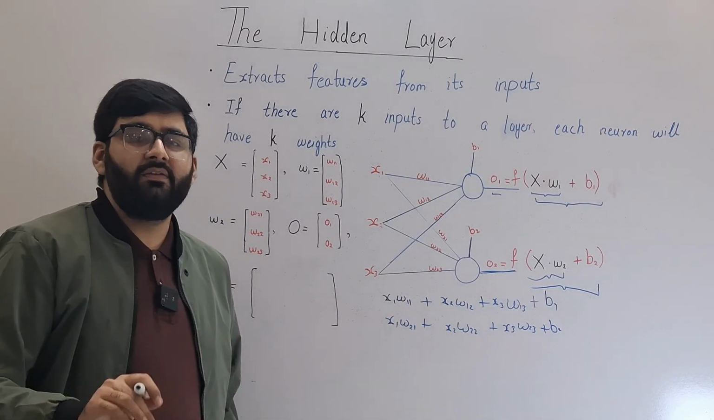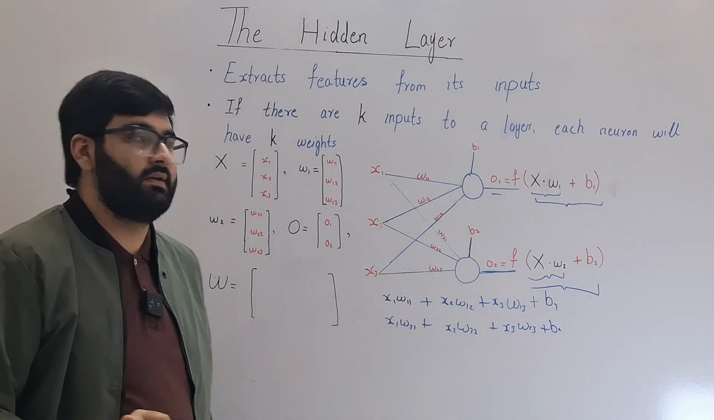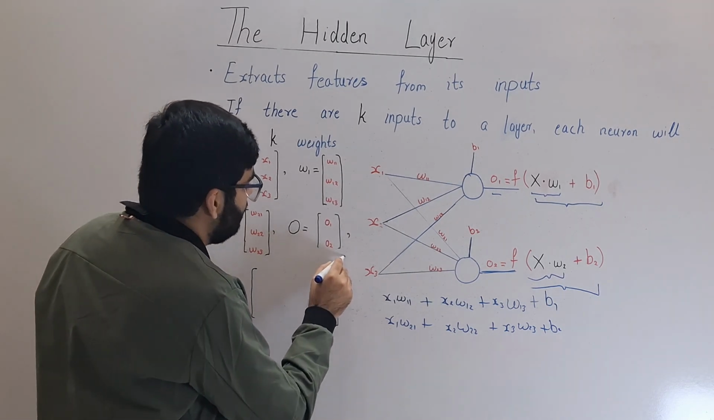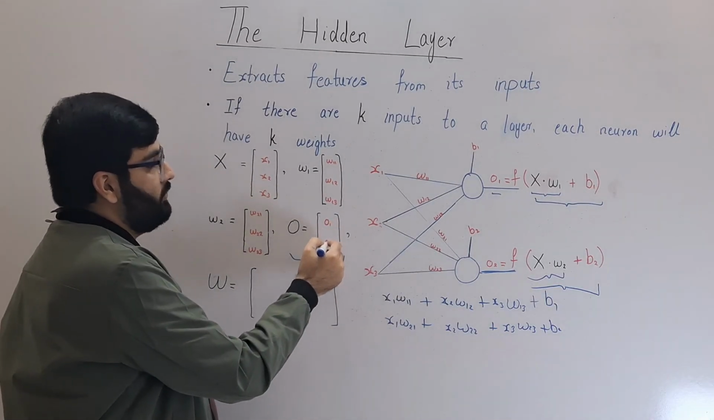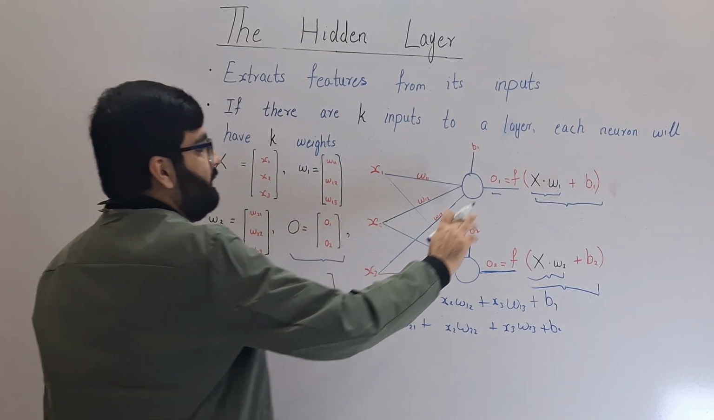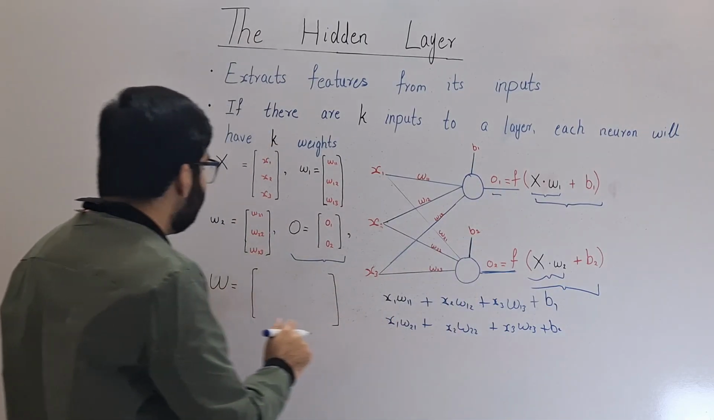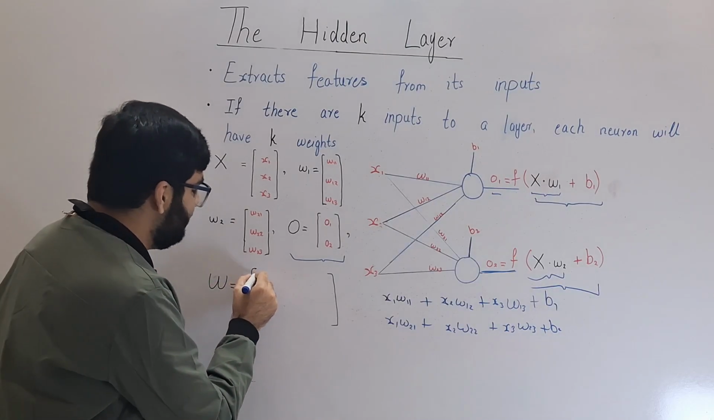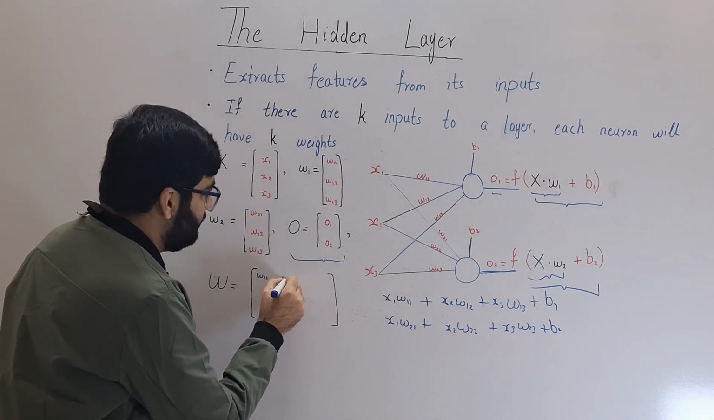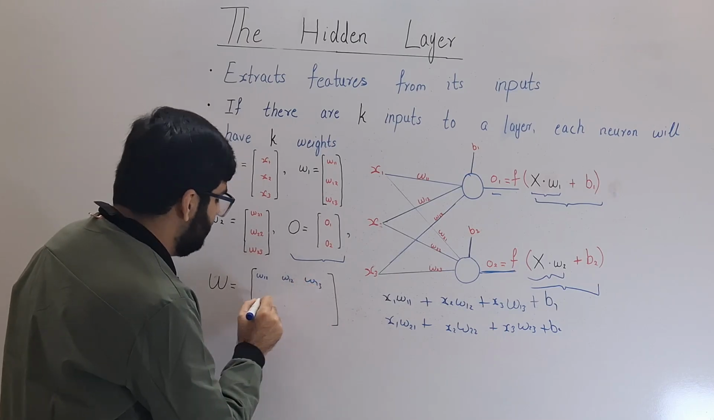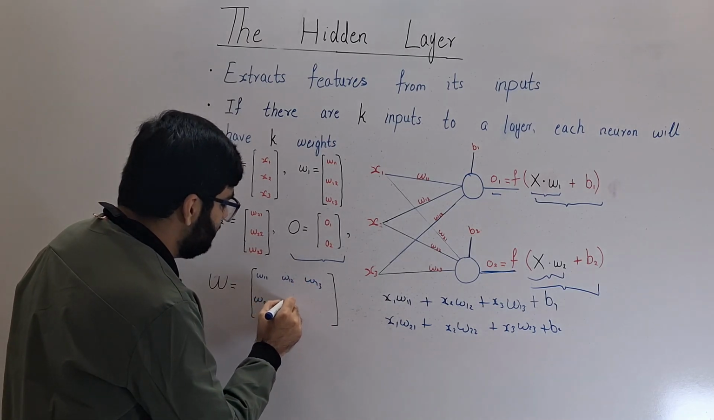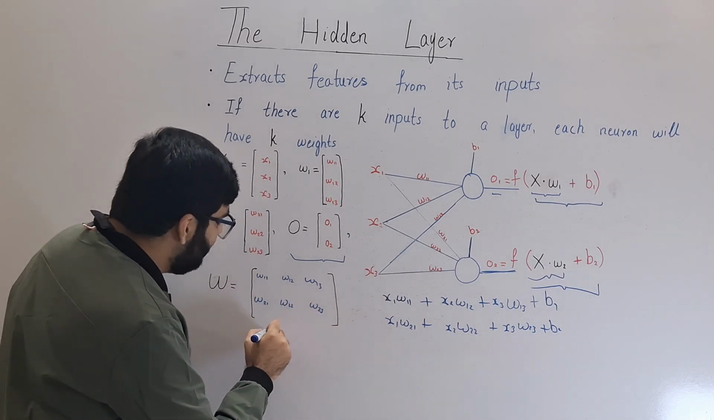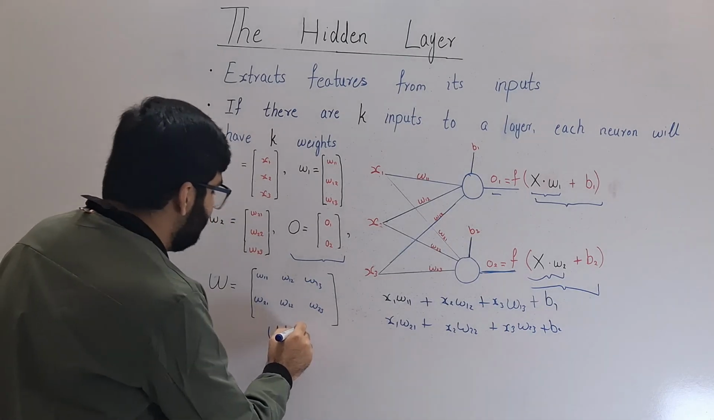In deep learning, it is essential to work with matrices. What if we calculate the desired vector O, which has O1 and O2? What we can do is write W1 and W2 together in a matrix like this: W11, W12, W13, W21, W22, W23, and multiply W with X.